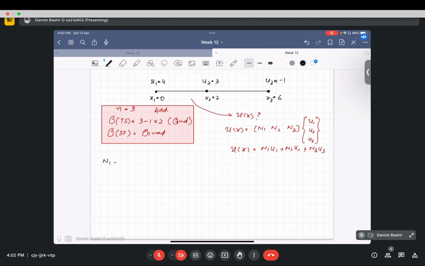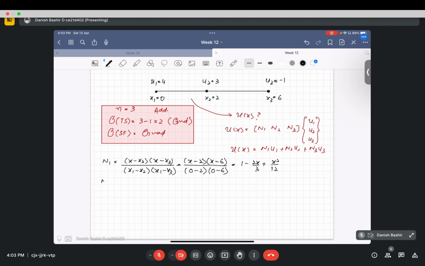So N1 will be equal to x minus x2 times x minus x3, divided by, it's the first node, so it will be x1 minus x2 times x1 minus x3. So put the values of all the things. x2 is equal to 2, x3 equals 6, divided by x1 is equal to 0, 0 minus 2, then 0 minus 6. If you solve this, you will get 1 minus 2x by 3 plus x square by 12. This is one shape function.